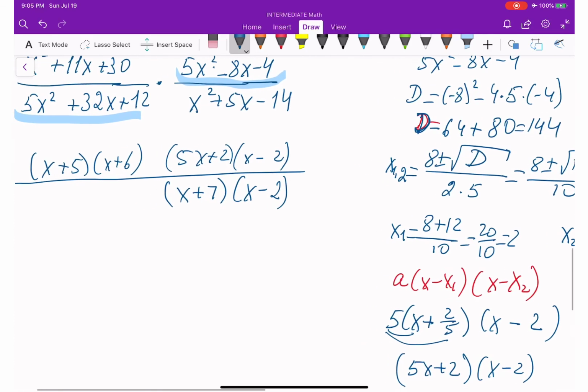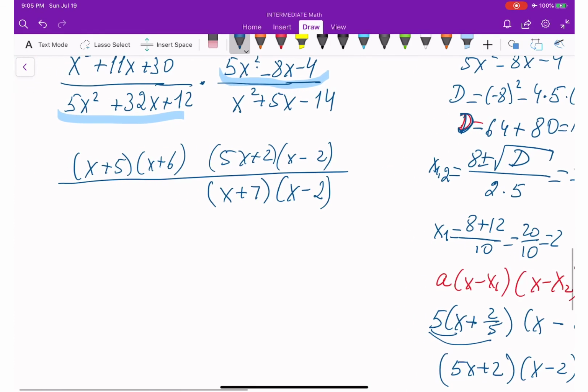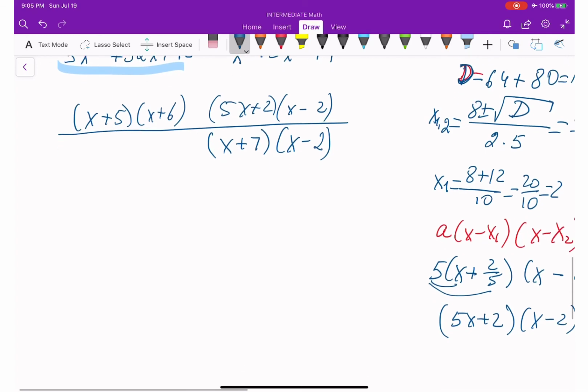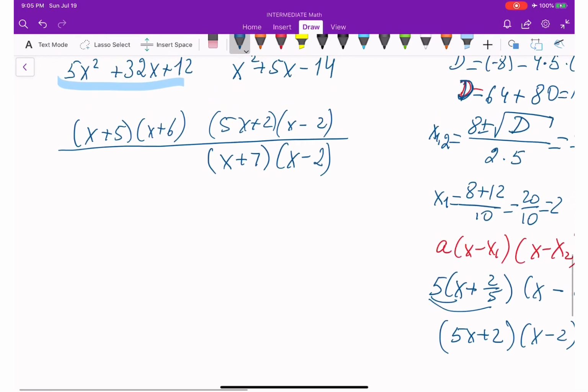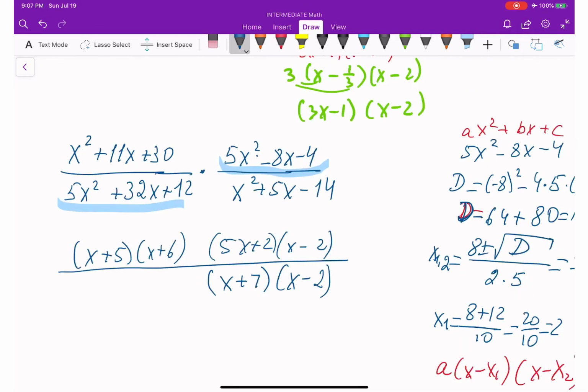Okay, and the 5x squared plus 32x plus 12. Let's do this one also, easy. Actually, I'll just write down the factoring. It's going to be 5x. You can do it yourself. I don't want to spend time on this anymore. I did it a bunch of times. (5x plus 2)(x plus 6).